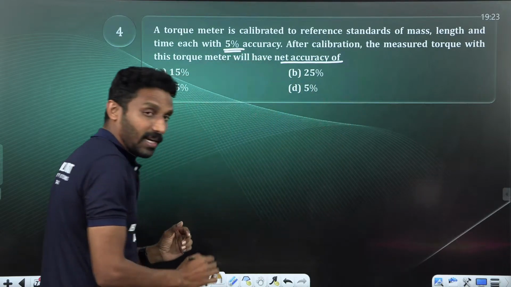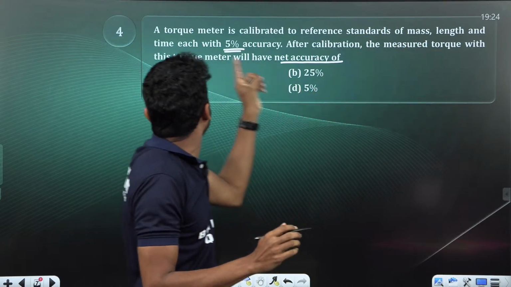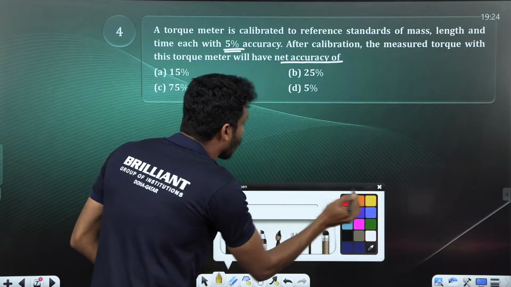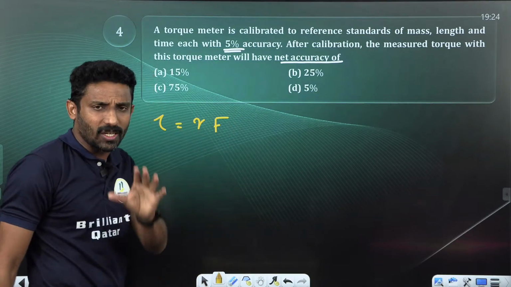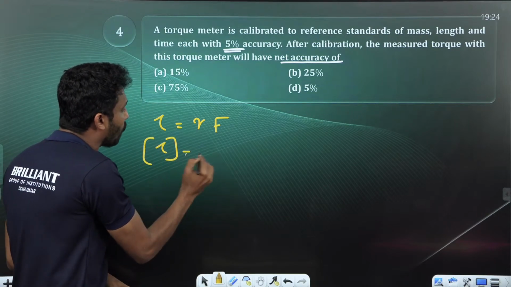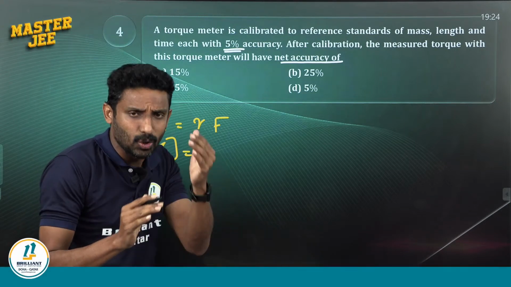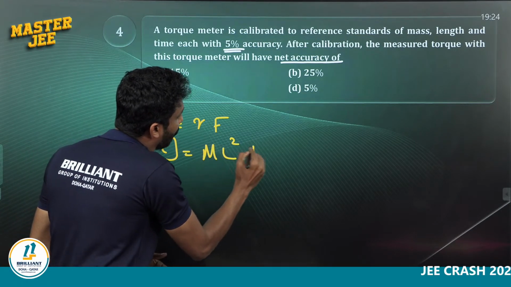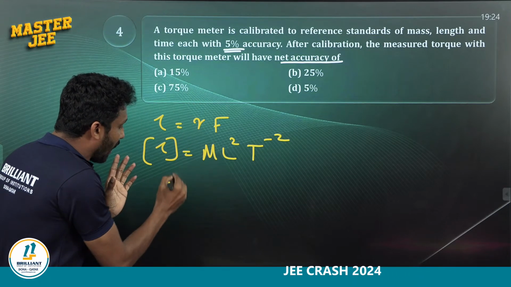Here we can connect the quantity torque with mass, length and time. Torque tau is equal to distance into force. What is the dimension of torque? The dimension of torque is that of energy. Force into distance is Newton meter, and Newton meter is joule only. It is ML square T power minus 2. This is torque. Clear? Then what will be the error?